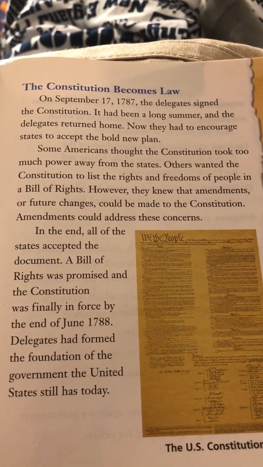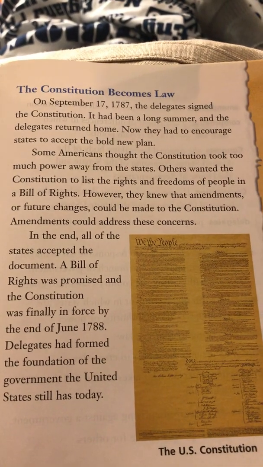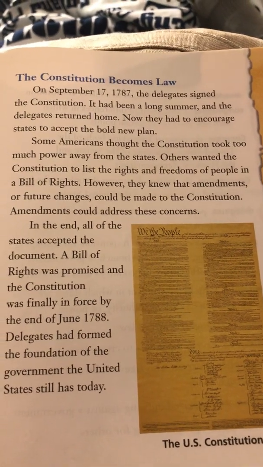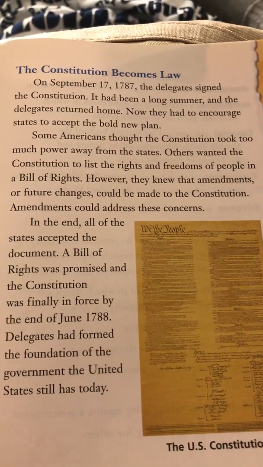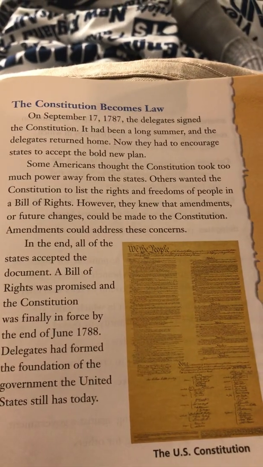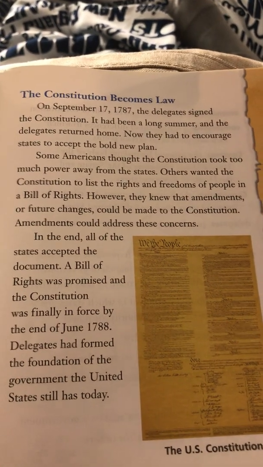Some Americans thought the Constitution took too much power away from the states. Others wanted the Constitution to list the rights and freedoms of people in a Bill of Rights. However, they knew that amendments or future changes could be made to the Constitution. Amendments could address these concerns. In the end, all of the states accepted the document.